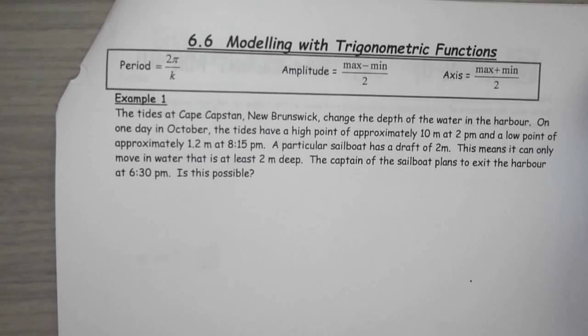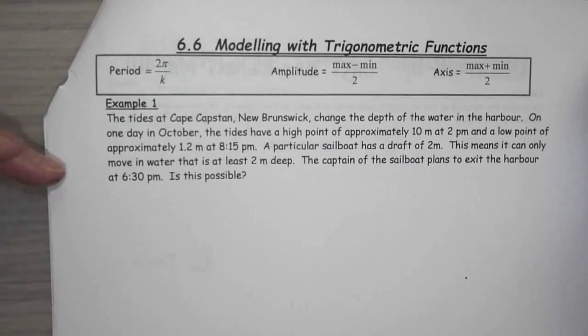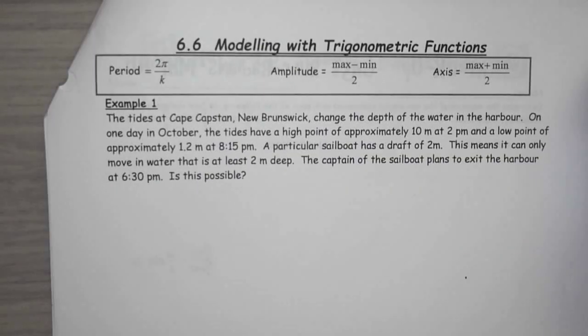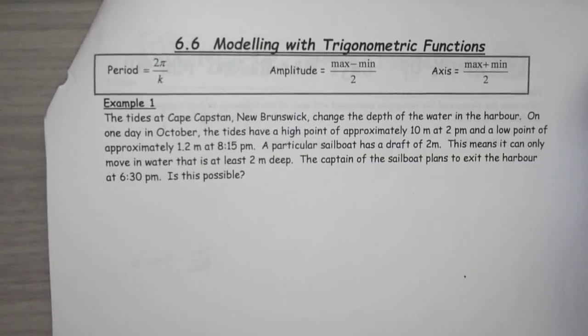So 6.6 is put into a separate section, and it really is exactly the same as what we were doing in 6.4. You're finding out what the max is, what the min is, what the axis is, what the period is, and then making an equation and answering the question.